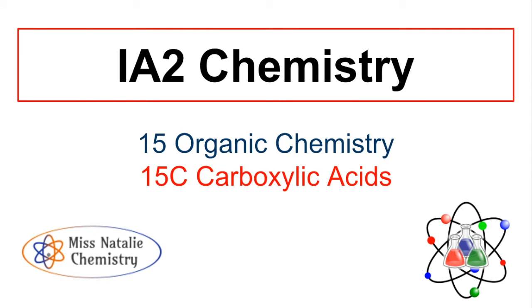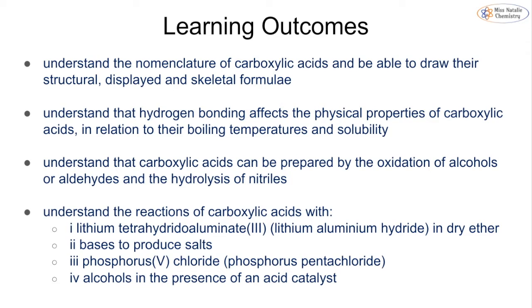In this video, we're going to be looking at topic 15C, the carboxylic acids, and this is part of Unit 4 of the IA2 chemistry course from Edexcel. So we'll be looking at the nomenclature and the structural, displayed and skeletal formula of these carboxylic acids, how their physical properties are affected by things like hydrogen bonding, specifically looking at boiling temperatures and solubility, as well as how we prepare carboxylic acids and 4 key reactions.